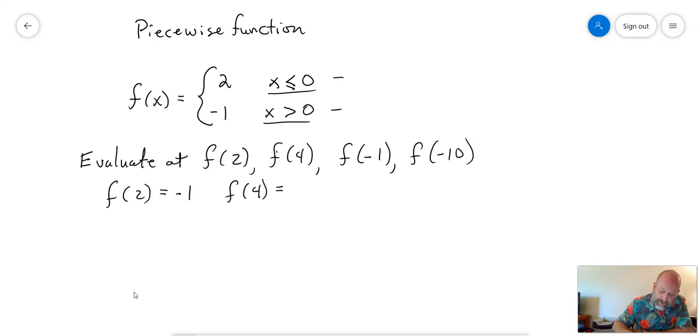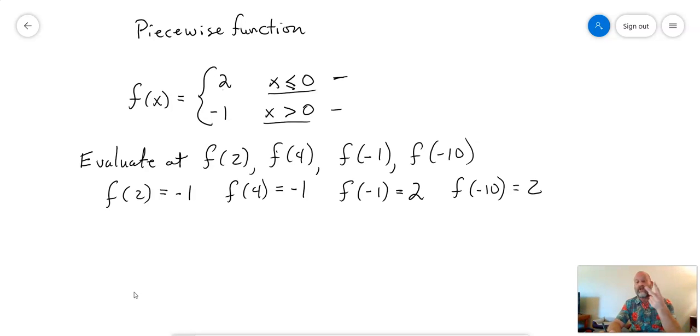If I plug in 4, well, 4 is greater than 0, so we're still using the same rule. The function value is -1. Now, if I plug in -1, f of -1, -1 is less than 0. So that means it follows this rule, which means that this is equal to 2. If I plug in -10, it's the same business. -10 is less than 0, so it's this rule here, and the function value is 2. So there's only two function values that you can have. Everything else just depends on what you're plugging in.